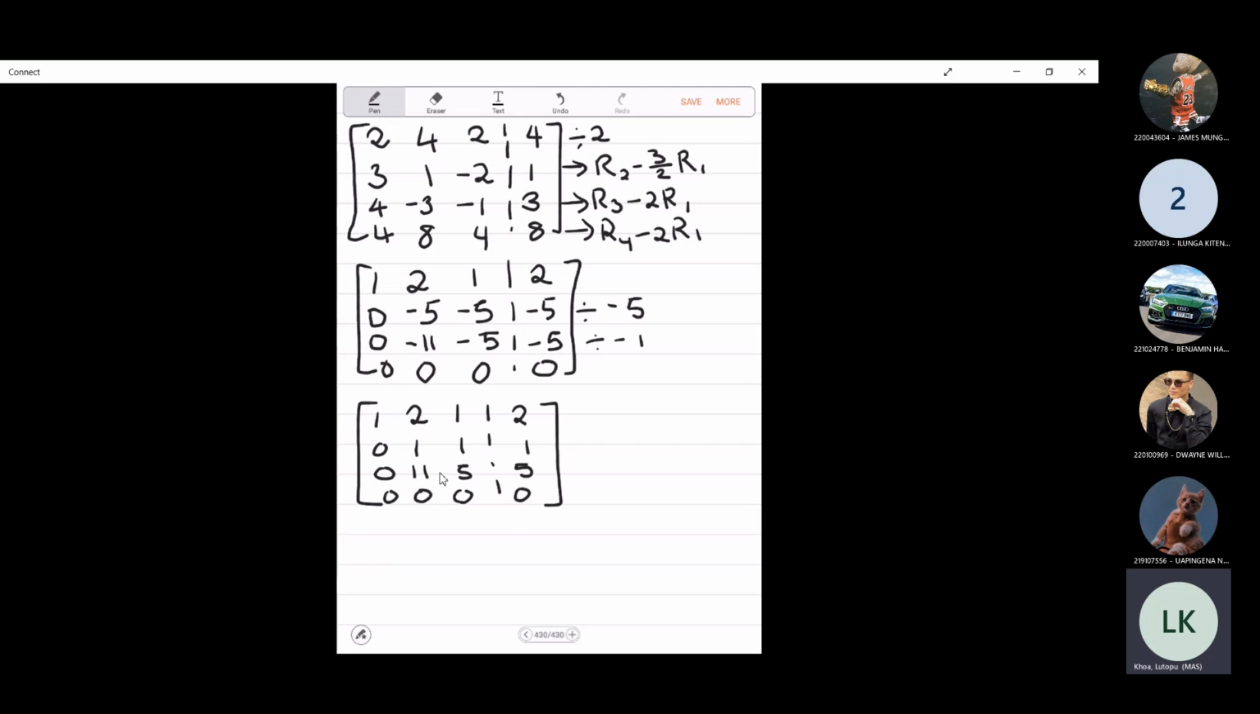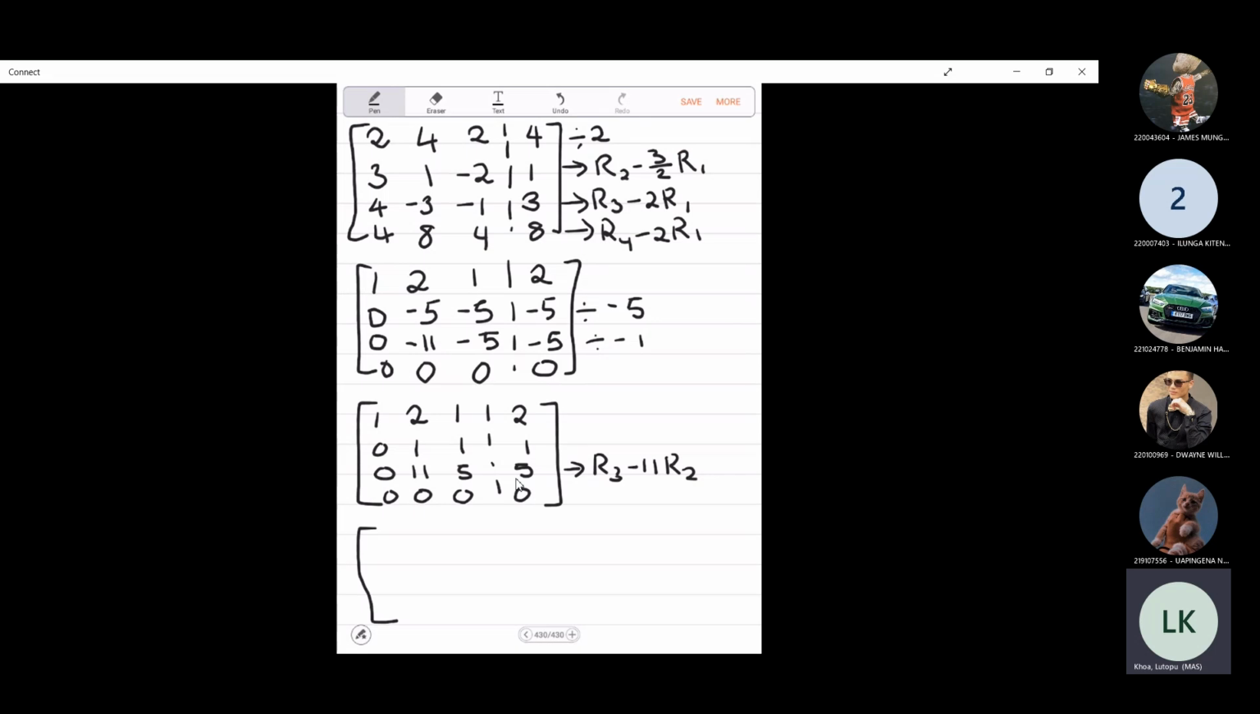So now we want to make a 0 over here. So I could just multiply this row by 11 and then subtract it from this one. So we say row 3 minus 11 times row 2, sorry.